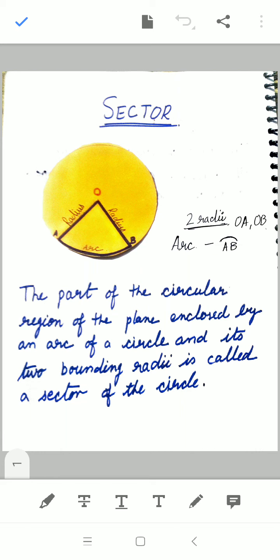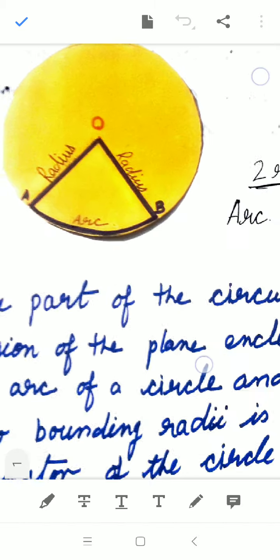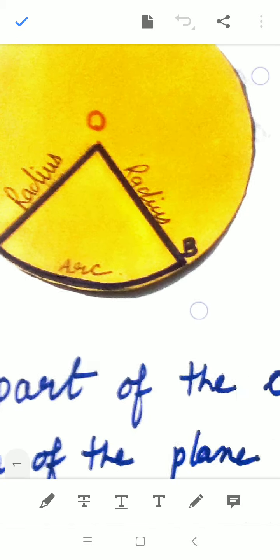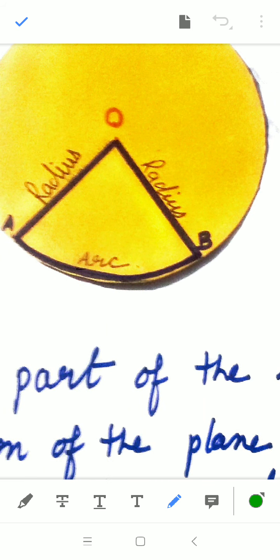Hello students, today we will study about sector of a circle and segment of the circle and the difference between the two. You can see here in the figure a circle and you can see two radii and an arc. The arc is AB and the two radii.